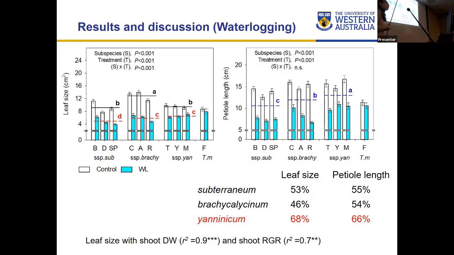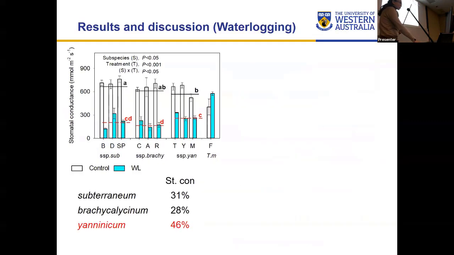Another point I would like to highlight here is that in subspecies Aninicum, even though it has a prostrate growth habit, the inherently longer petioles growing towards the vertical position are likely to be another morphological feature of subspecies Aninicum to confer specific adaptation to waterlogging.